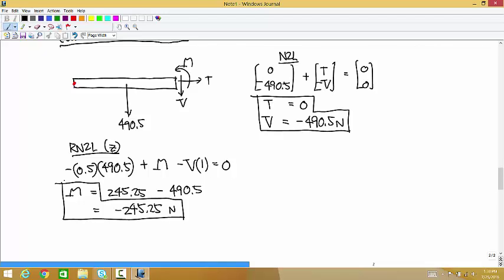So why doesn't it look like dm/dx is equal to V? Isn't V negative 490? Yep. So negative 490 minus, is it not negative? Just good enough on the top. I think that should be right.